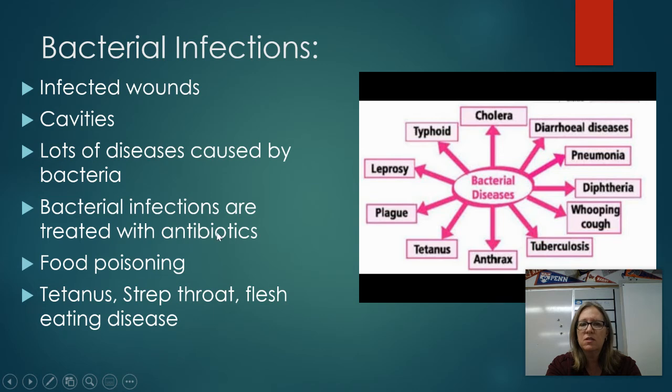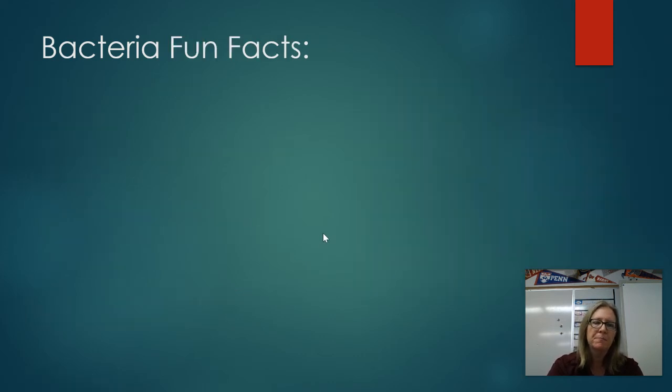Antibiotics. This is a special type of medication that is specific to fighting bacteria. So if your doctor knows you have strep throat, they will put you on antibiotics. A lot of ear infections are caused by bacteria, so they'll put you on antibiotics. Different food poisonings can be caused by bacteria. It gets into the food, or the food is too old, it hasn't been stored properly, hasn't been cooked properly, and so the bacteria can get onto that. And some other just common diseases caused by bacteria would be tetanus, strep throat, and the flesh-eating disease. That's a type of a staph infection, okay?